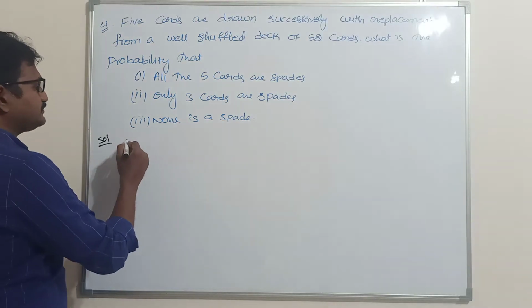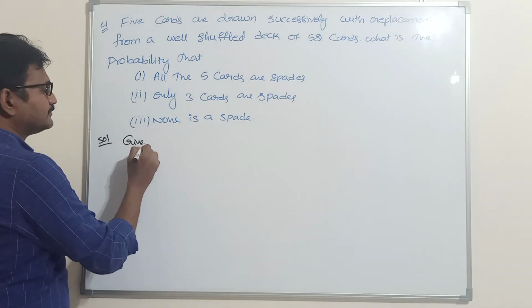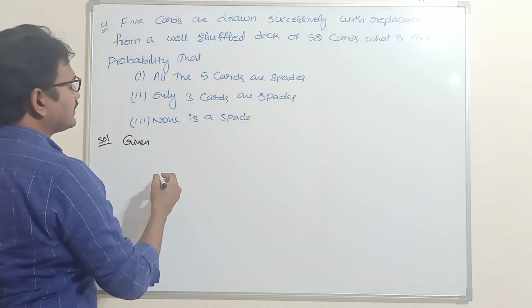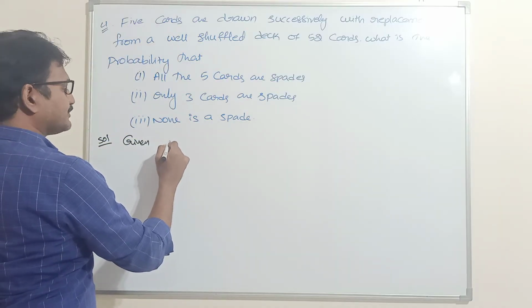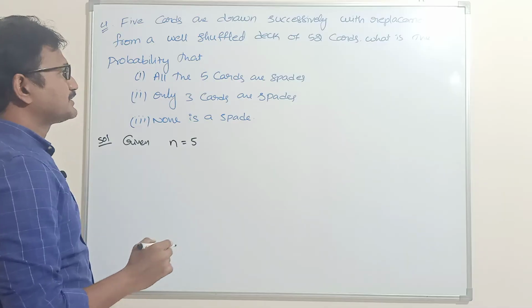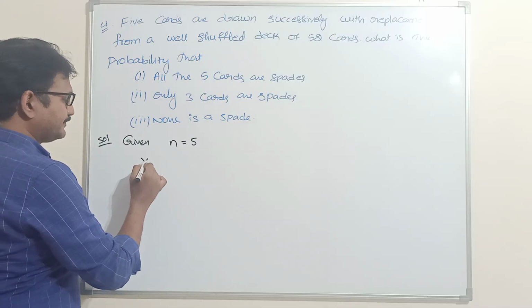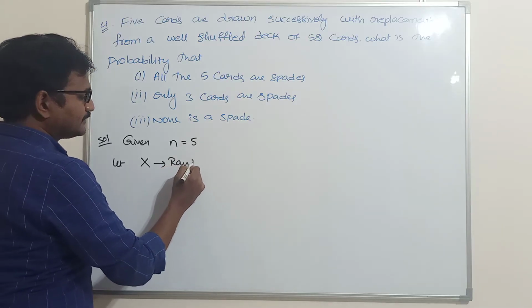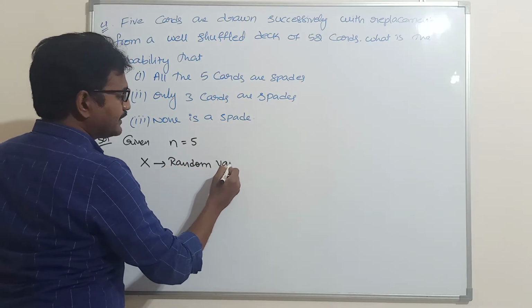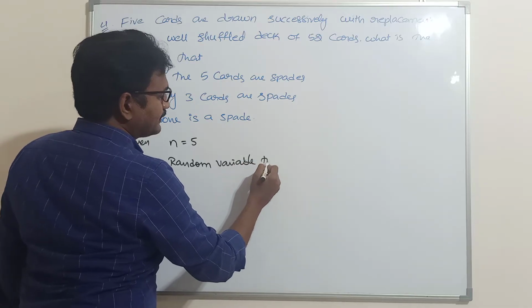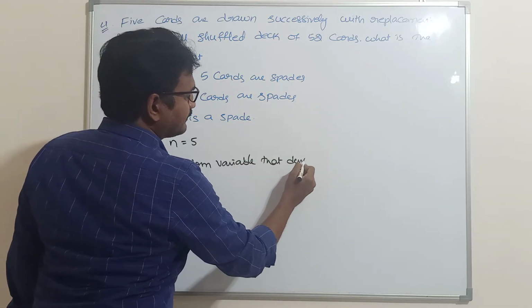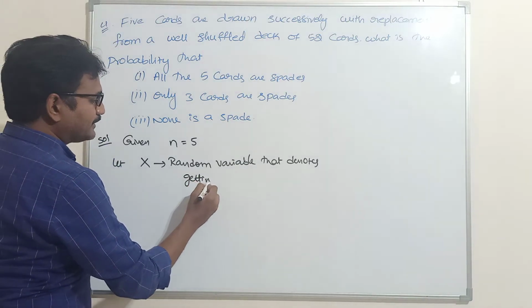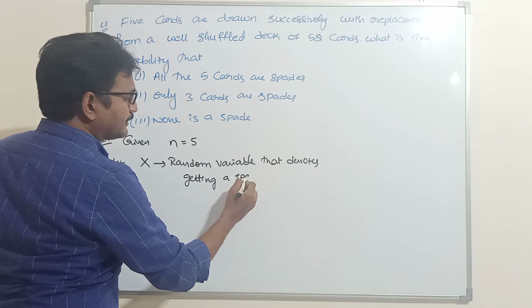So what is given? How many times are we doing the experiment? 5 cards are drawn. Number of cards you are drawing is 5. So n is equal to 5. Next, x. What is x? Let x be a random variable that denotes getting a spade card.